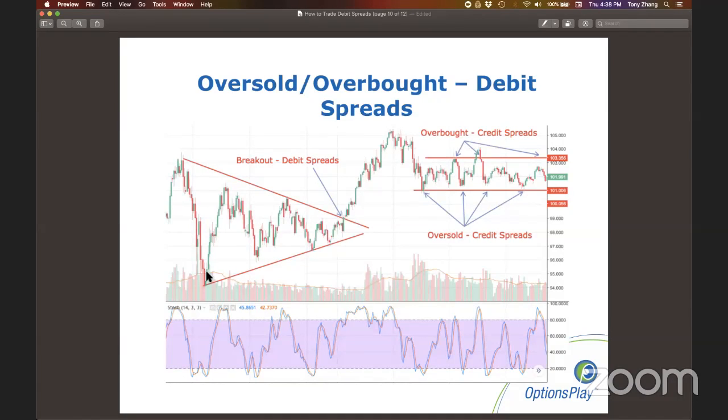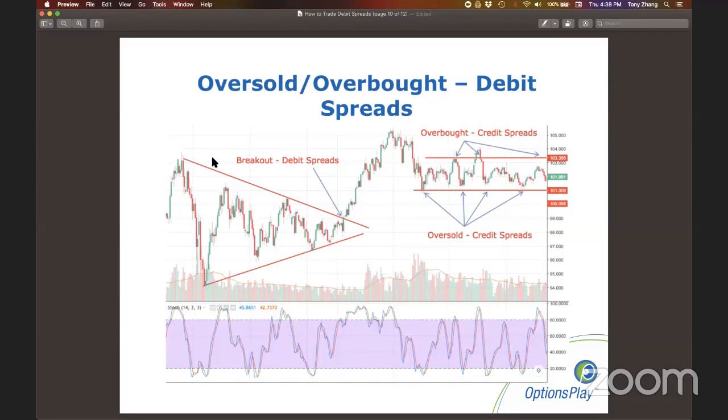First of all, as you can see, I have a stock here. It's trading within a triangle. It's trading within a pretty big range, then starts trading in a smaller range, and finally breaks out of this triangle. These are the types of trades that you typically want to enter a debit spread for, because it allows you to take a directional view on an underlying stock.